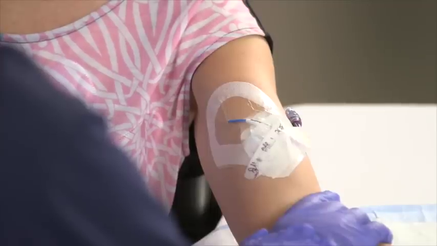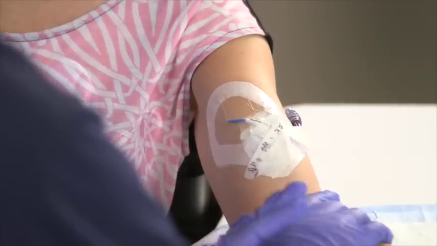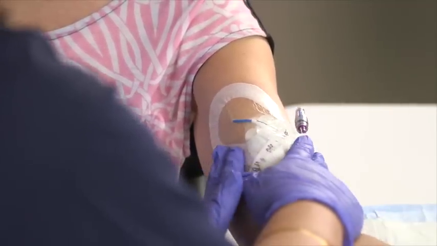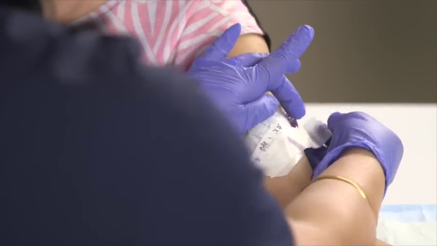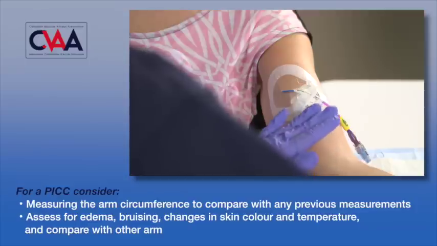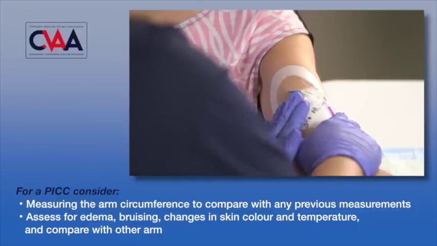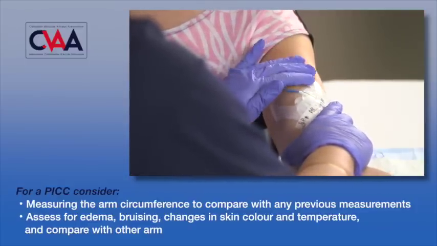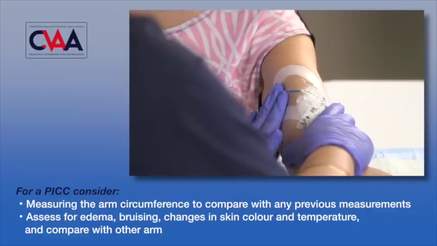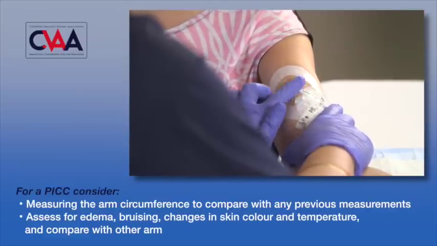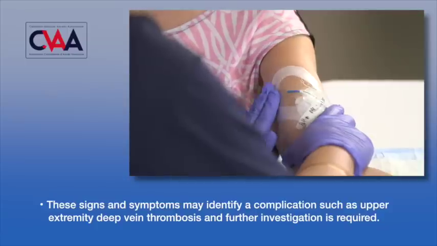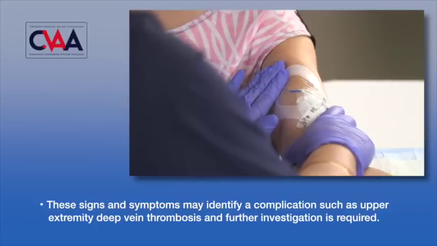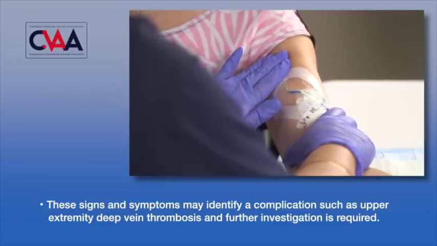So now I'm going to do an assessment of the PICC site, and we start with taking down any pieces of tape that are in the way. And over top of the dressing, we're going to palpate around the site, ask the patient if there's any pain or tenderness, note for any drainage or oozing at the site, and gently palpate up the arm for, again, any pain or tenderness.